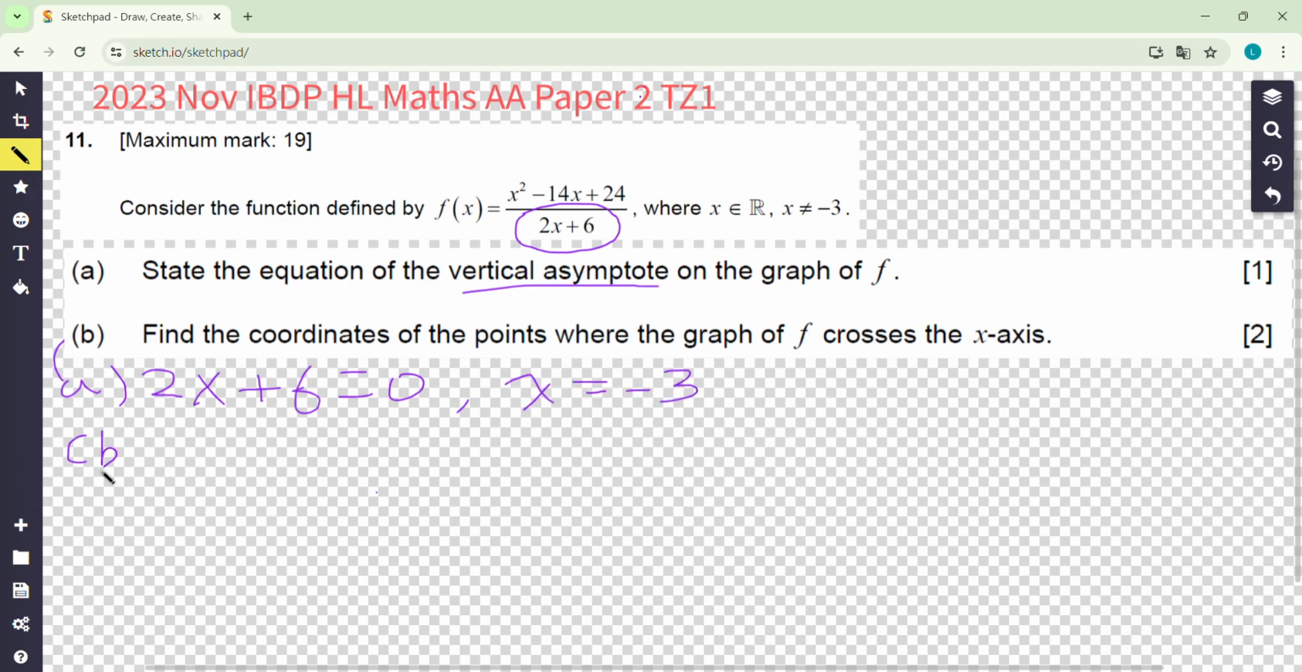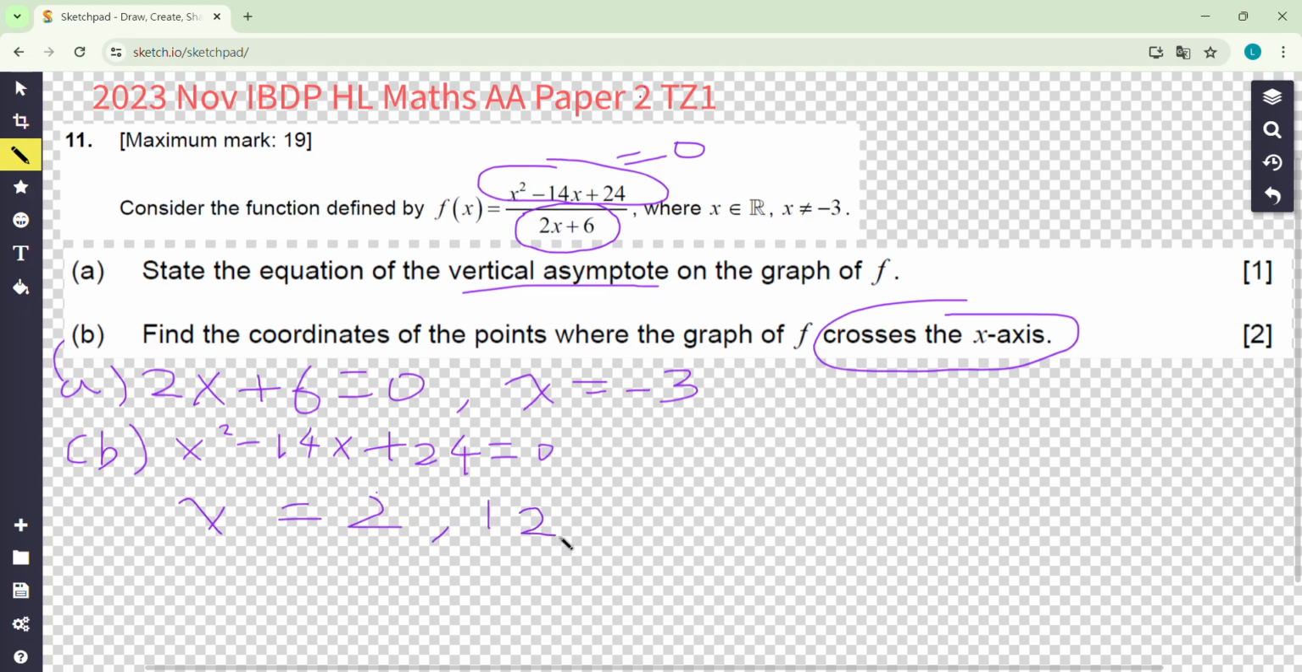B. Find the coordinates where the graph f crosses the x-axis. It means that we set the numerator to 0. So we set it to 0. Solve the equation and we got x equal to 12. But be careful, coordinates. So the coordinates of the point should still be (12, 0).